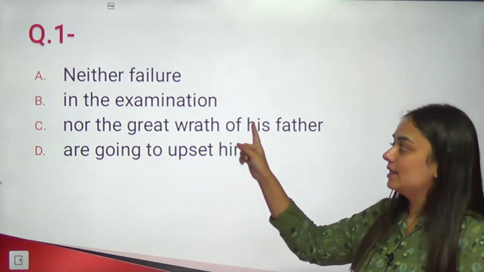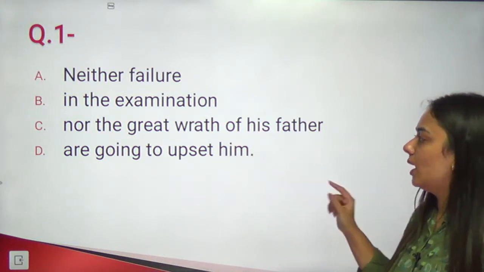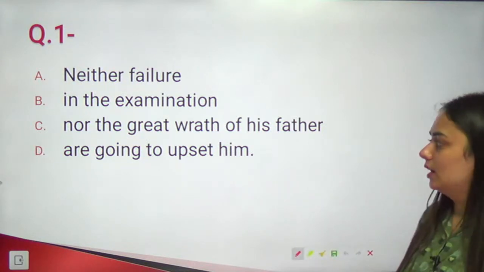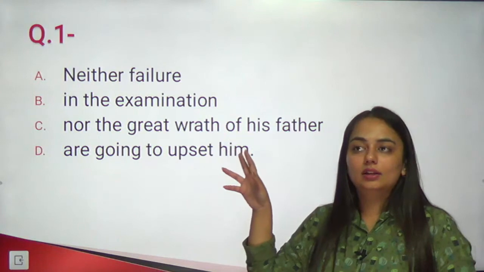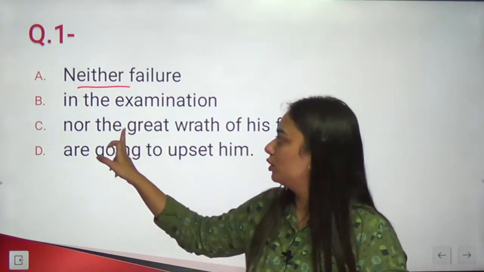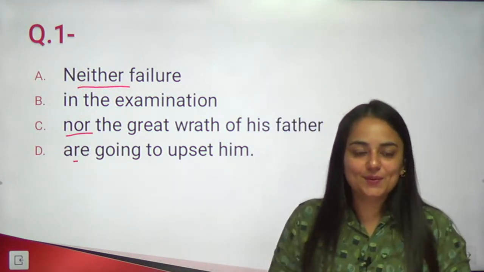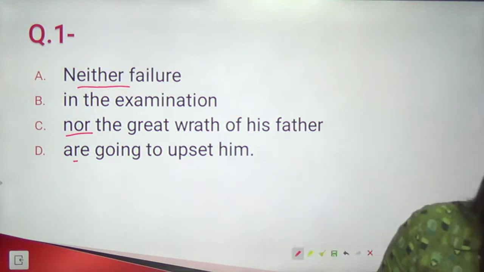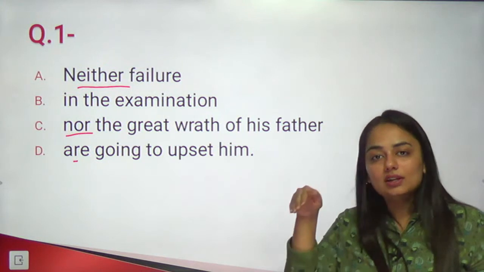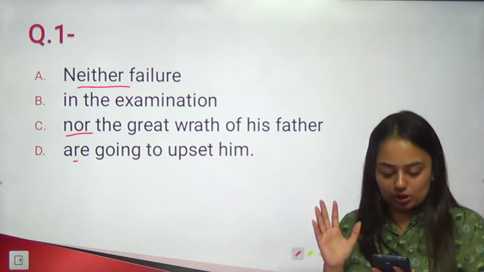Neither failure in the examination nor the great wrath of his father are going to upset him. To drop a hint for you students, this is the example of near subject rule. क्योंकि हमने neither और nor को use किया है. Try to identify the verb and change the number. I've dropped in all the hints for you. Near subject rule में आप किसका नंबर चेक करते हो? Near subject का, जो verb के पास है. तो verb ढूंढो कहाँ पे है and see if it is correct or not.